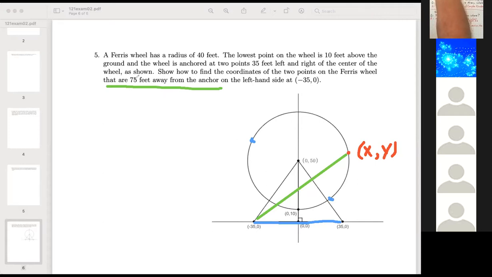So what I'm trying to get you to visualize right now, I don't want to use blue because I don't want to connect it to those two dots. Can you imagine the dots that are 75 feet away? I think you could. The question is asking you to find them, not believe in them, but to find them.